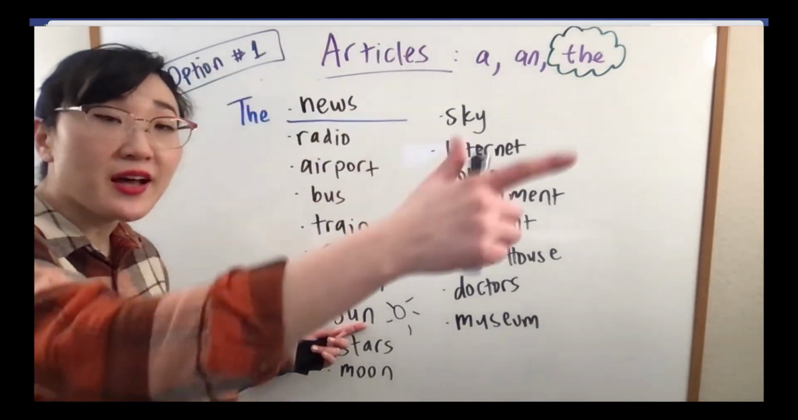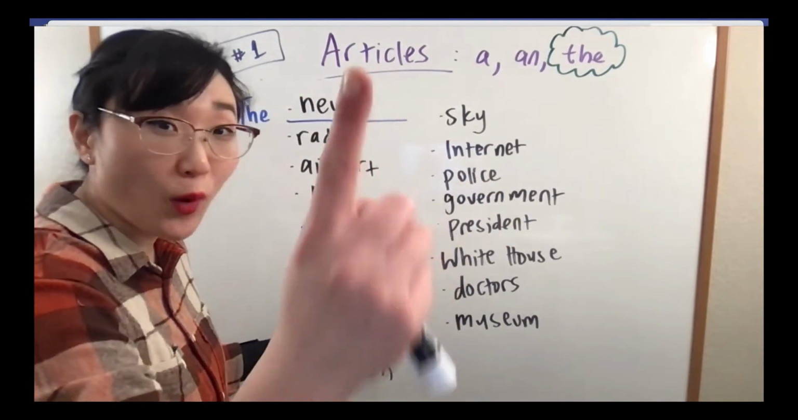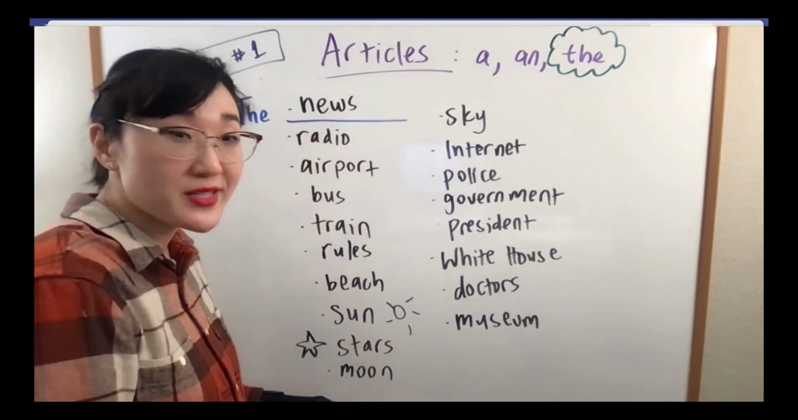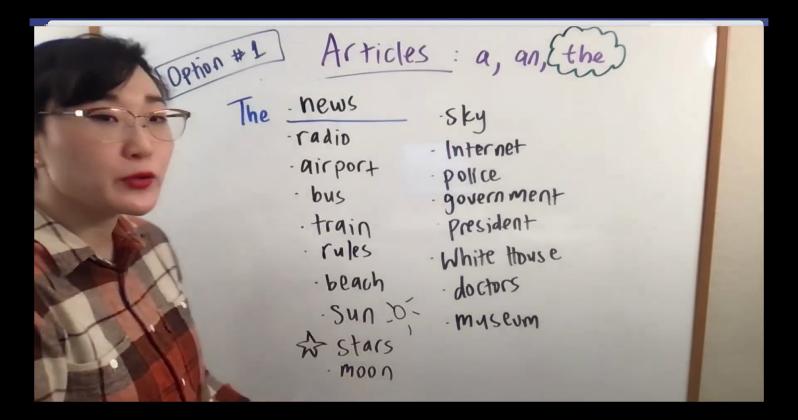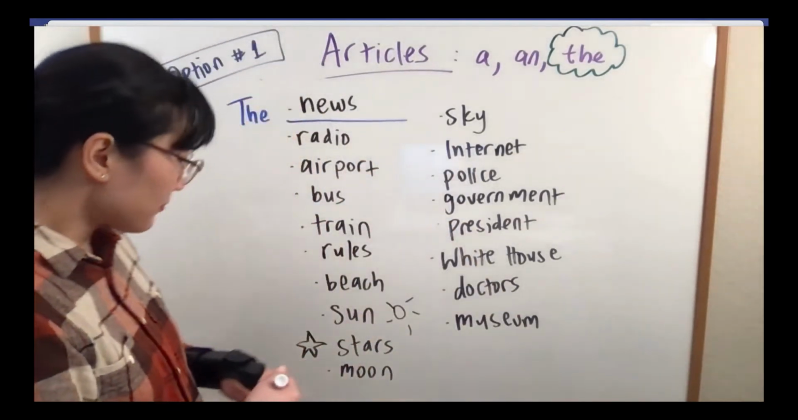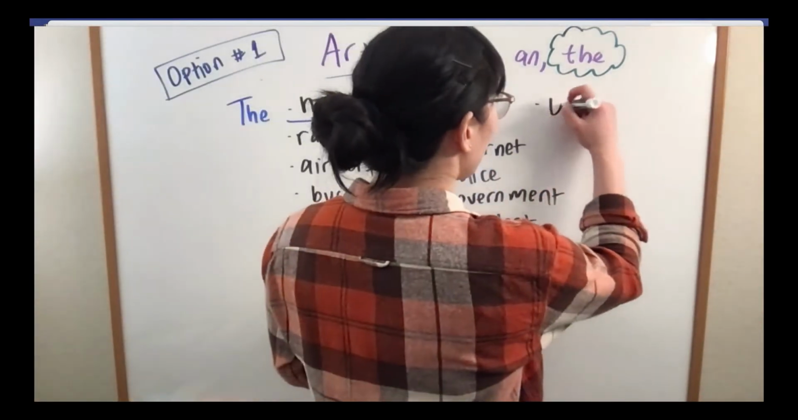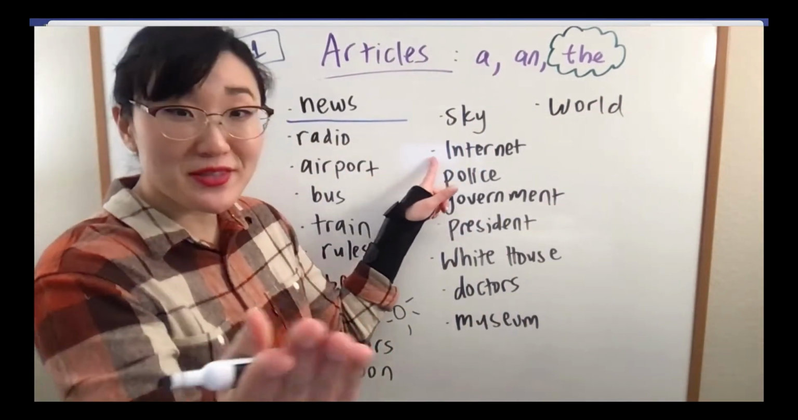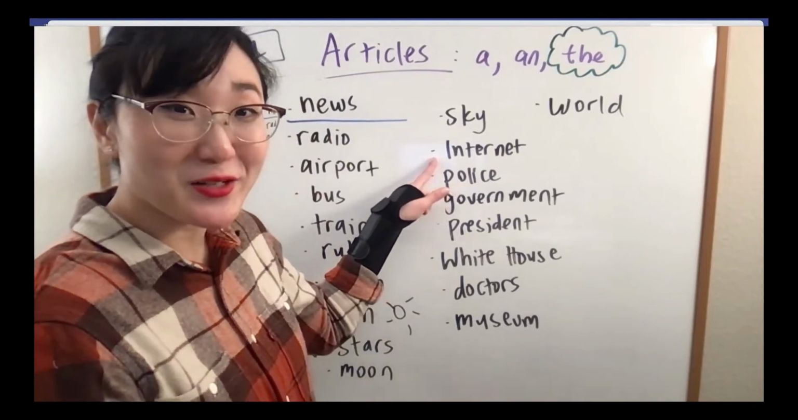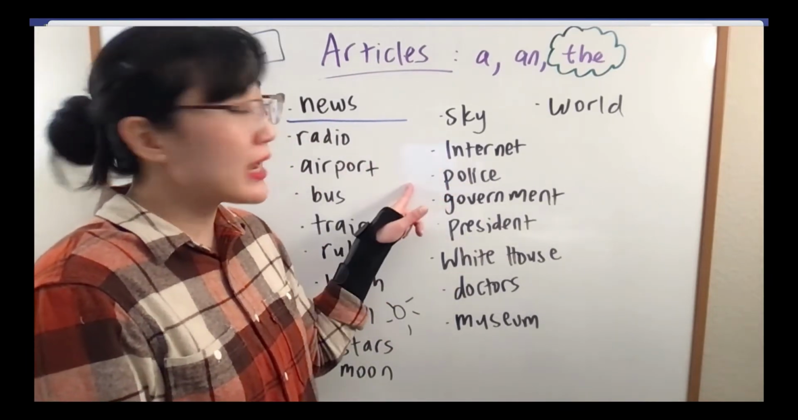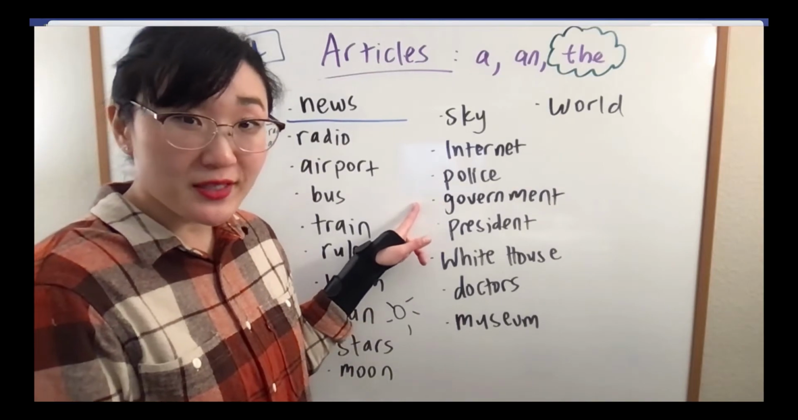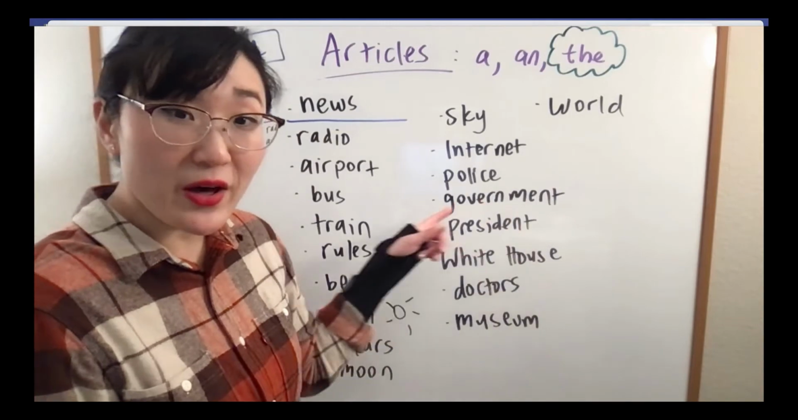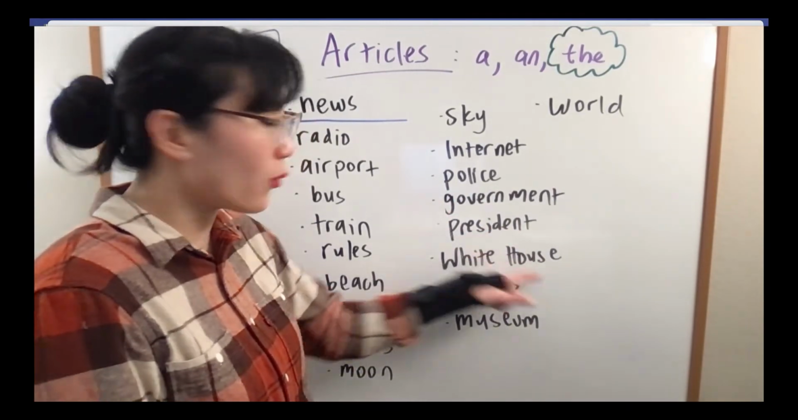I look at the sun. This is a specific noun. There's only one sun. There's only the stars. We all know the stars in the sky. We know the moon. These are specific nouns. And we live in the same world. The world is beautiful. The internet. We use the internet. You are using the internet now to watch this video. We have the police, the government, the President of the United States, the White House. The president lives in the White House.